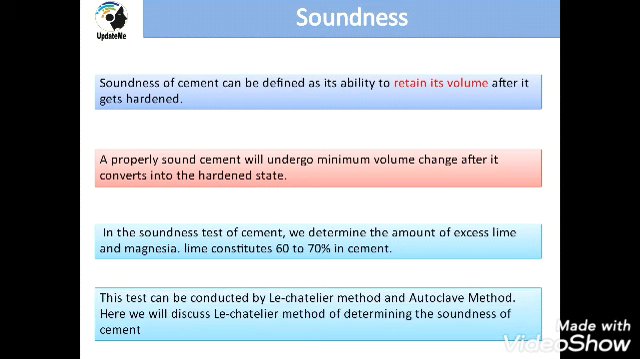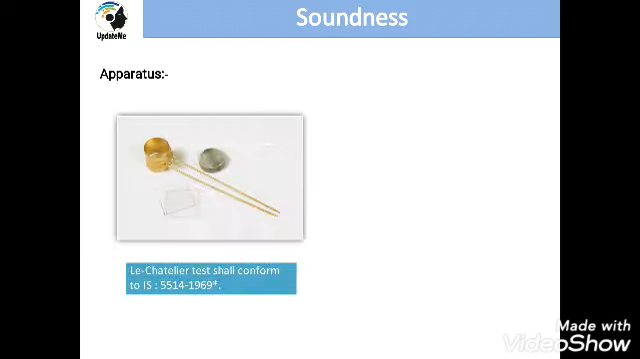This test can be conducted by the Le Chatelier method and the autoclave method. Here we will discuss the Le Chatelier method of determining the soundness of cement. The Le Chatelier method is very simple to perform on site, and the apparatus is very cheap. We can find it available in most places. This one is the Le Chatelier apparatus, and it conforms to IS 5514.